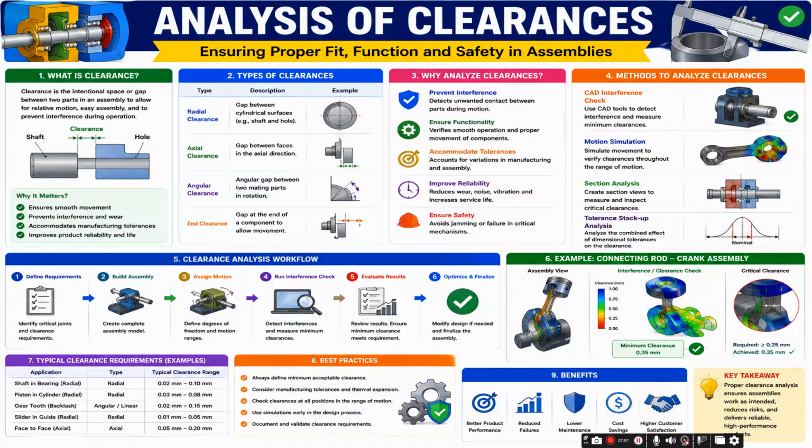Best practices: always define the minimum acceptable clearance, consider duration, manufacturing tolerance, and thermal expansion. Check clearance at all positions in the range of motion. Use simulation to ease the design process. Document and validate the clearance requirement. Benefits: better product performance, reduced failure, lower maintenance, cost saving, higher customer satisfaction. So these are the analysis of clearance for safety in assembly.